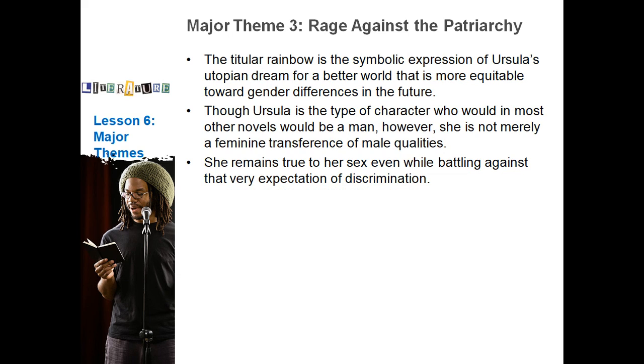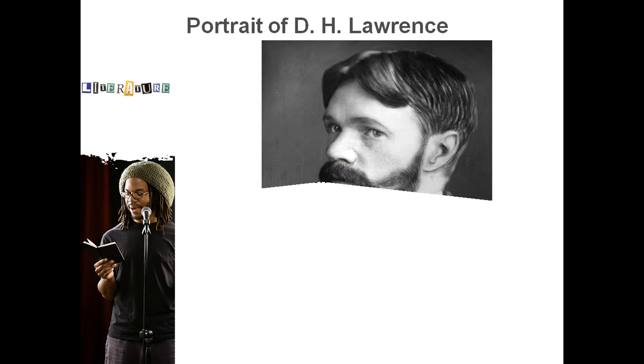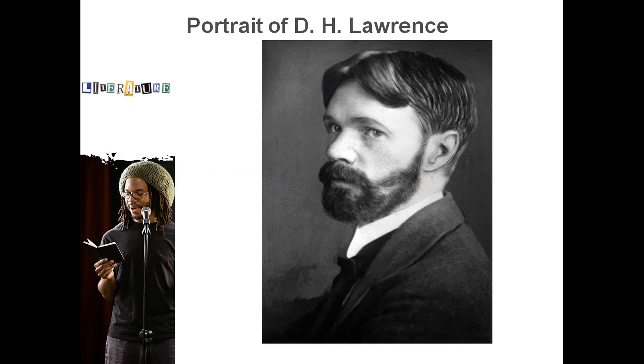The titular rainbow is the symbolic expression of Ursula's utopian dream for a better world that is more equitable toward gender differences in the future. Though Ursula is the type of character who in most other novels would be a man, she is not merely a feminine transference of male qualities. She remains true to her sex even while battling against that very expectation of discrimination. Here you can see the portrait of D.H. Lawrence.